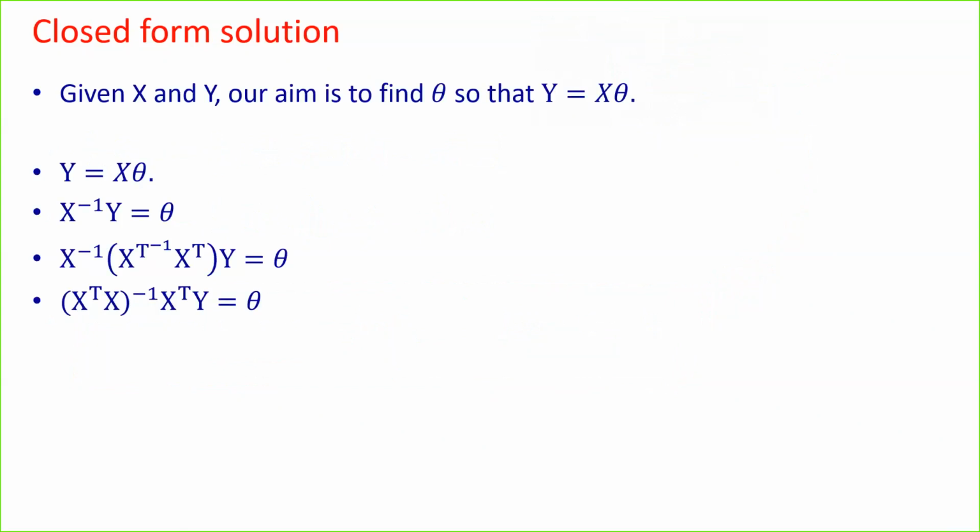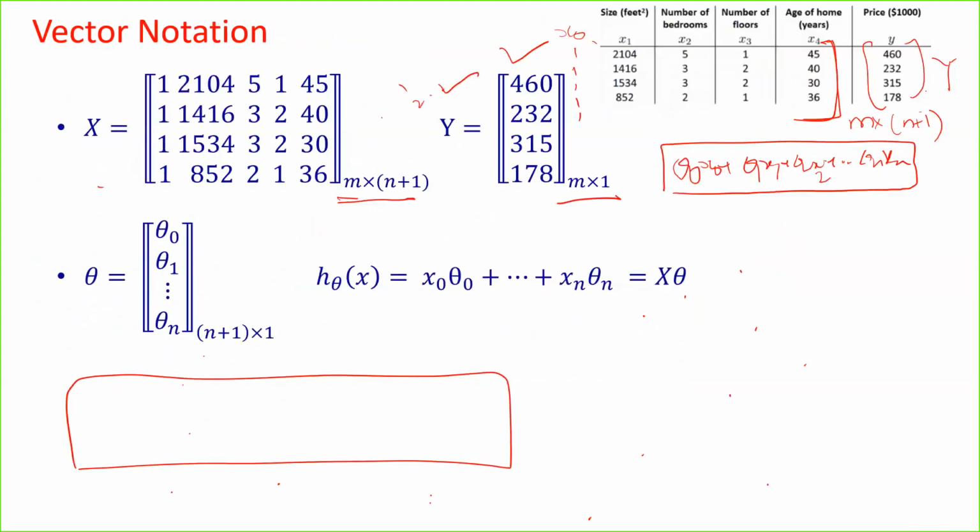Now we'll look at the closed form solution, which is another kind of solution other than the gradient descent algorithm. Okay, so closed form solution is providing the solution through linear algebraic equations. Let us recall the problem. Let me go back to the previous slide. So you see that here is the problem.